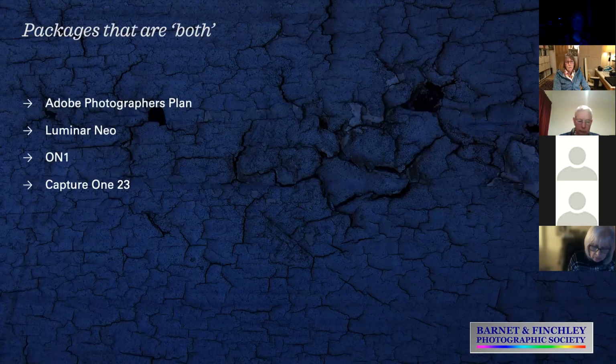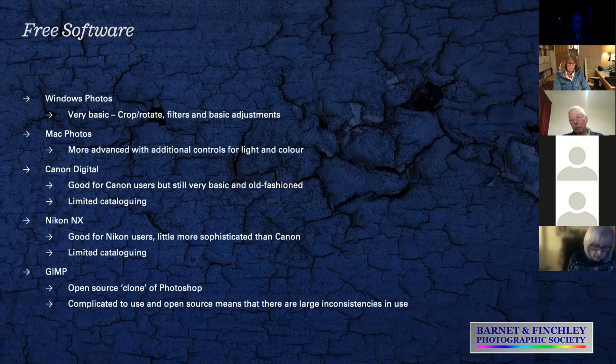Okay, so the packages that are both. The photographer's plan I've already mentioned. Luminar Neo does offer you all those things. ON1 does it in the biggest way. With Luminar Neo, the cataloging is not very strong, but it's there. But Capture One, again, is one that offers both the photographer's side and the image manipulation side.